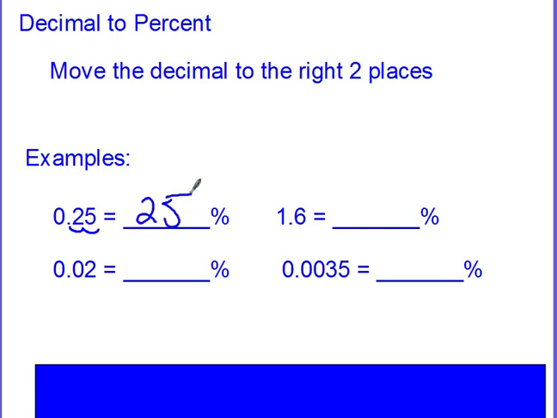Well, what about 0.02? Well, 0.02 is pretty small. It's like 2 cents out of $1. We move the decimal 2 places to the right. That's equivalent to 2%.